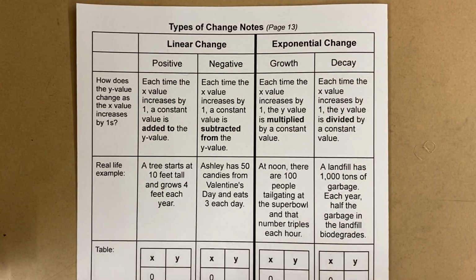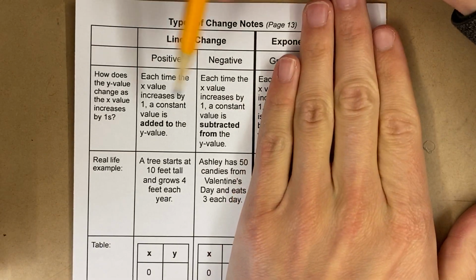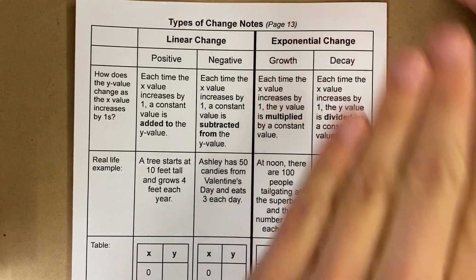Okay, so there's 4 different kinds of change we're going to study here. So first, let's talk about linear change. Now, linear change we talked about in the fall. And linear change, there's 2 kinds of change. There's positive change and there's negative change.